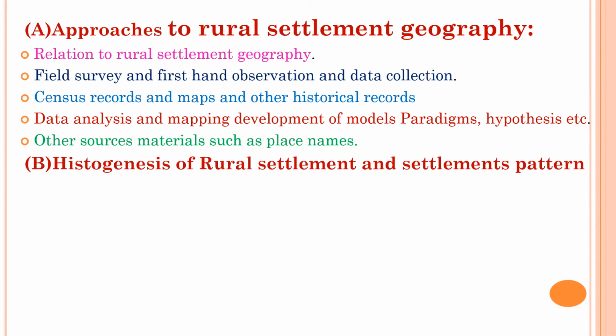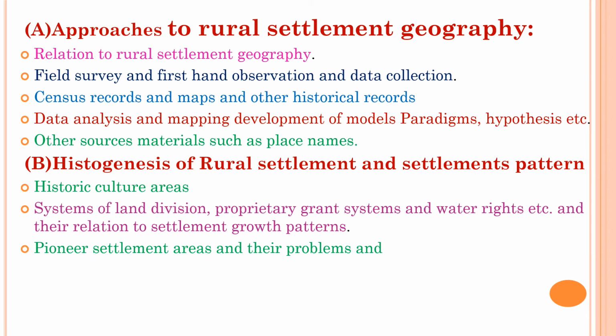Now the second one, the genesis of rural settlement and settlement pattern. This means historic culture areas. Historical culture areas means various culture groups, mapping their occupancy units, and their occupants of the land. The system of land divisions, proprietary land systems, water rights, and their relations in settlement growth and pattern.